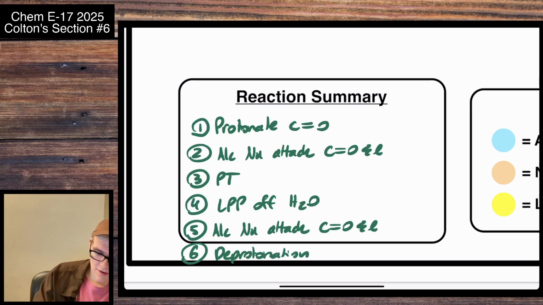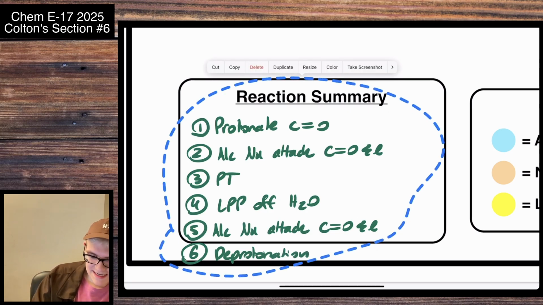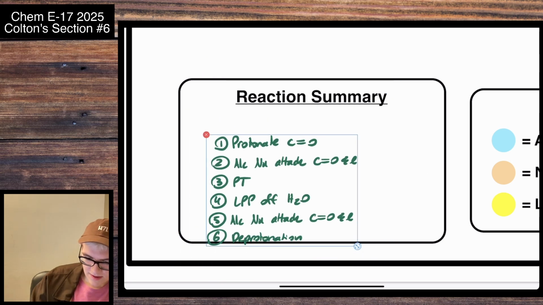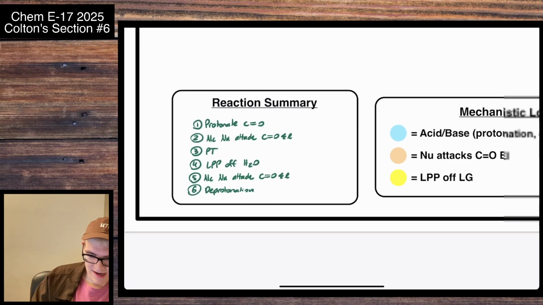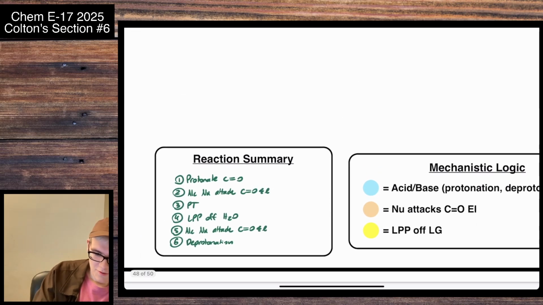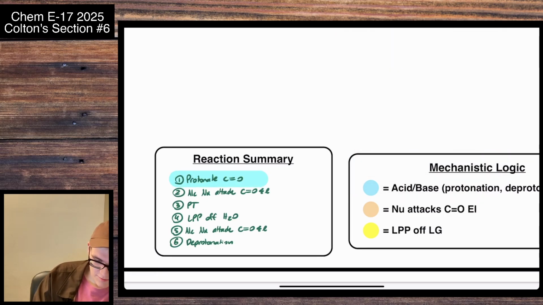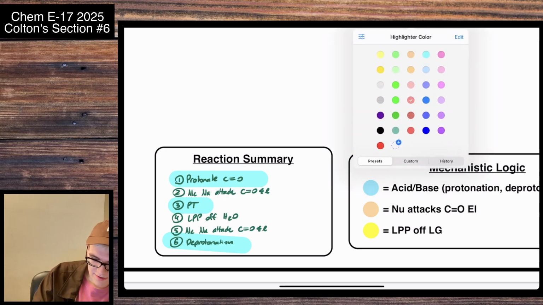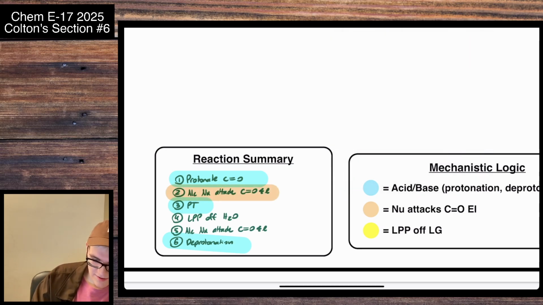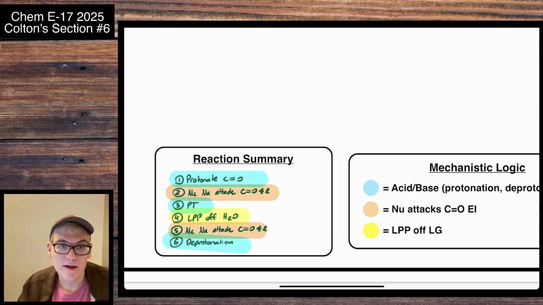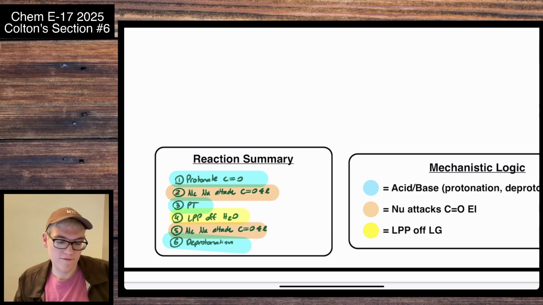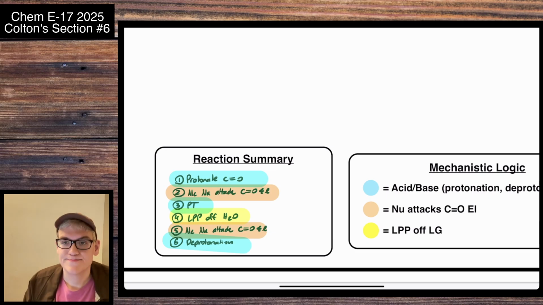So seeing all these steps together, we still only used 3 different types of mechanistic logic. We had acid-base steps, so protonation, proton transfer, deprotonation. We had alcohol nucleophiles attacking carbonyl electrophiles. And the last type that we had is a lone pair push, kicking off some leaving group, in this case water.